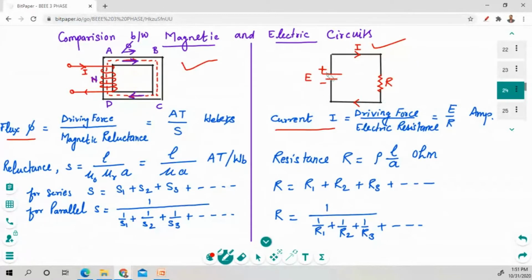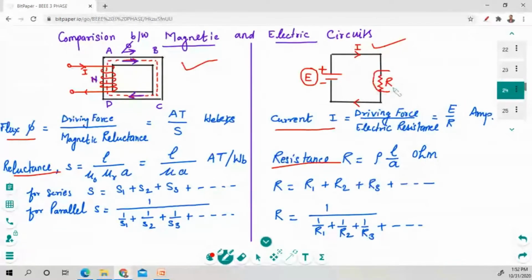What is the driving force right here? We have applied some voltage V or E. We have denoted this voltage as E. So this is the driving force divided by electrical resistance. So what is the resistance right here? E, R. Okay. So you can measure the current from these equations. Now, what is reluctance? Reluctance is similar to resistance. In electrical circuits, it is the opposition to the flow of current.